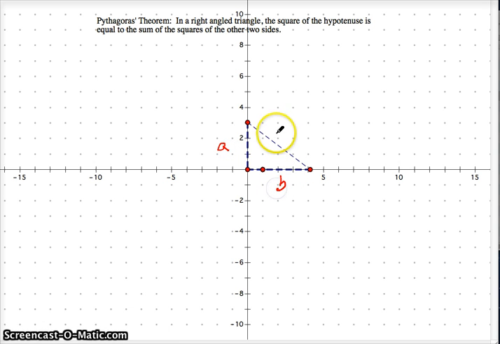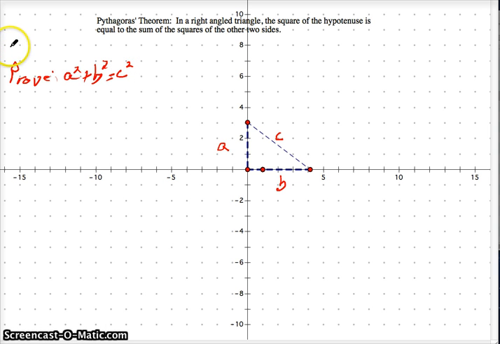B, and C. Okay, according to this theorem, a squared plus b squared is going to equal c squared. So that's something here we want to prove: a squared plus b squared equals c squared.